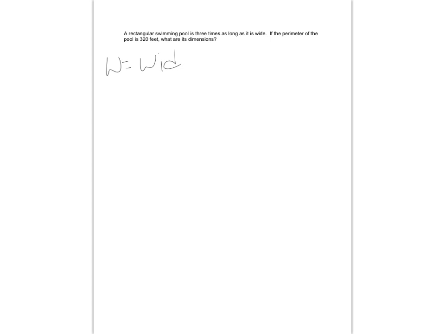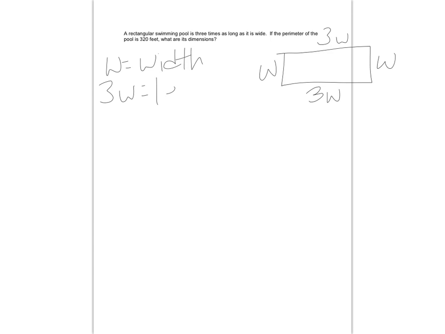And I think it's helpful when you've got some sort of geometric shape involved to draw a picture of what's happening. So we've got the width. And then it says that it's 3 times as long as it is wide. So the length would be 3 times the width, like that. So 3W is the length. They tell us what the perimeter is. Perimeter means you add up all the sides. So if we add up all the sides, that's W plus 3W plus W plus 3W, and it comes out to be 320.